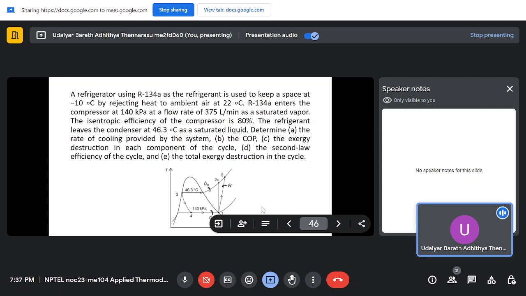Similarly, next week we'll see some problems on psychrometrics and air conditioning processes. And thank you.